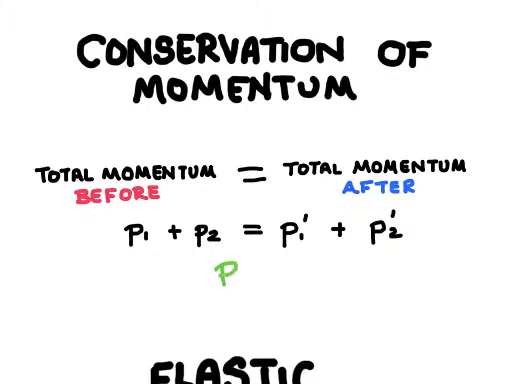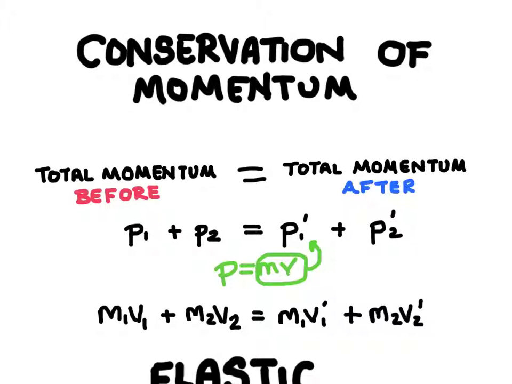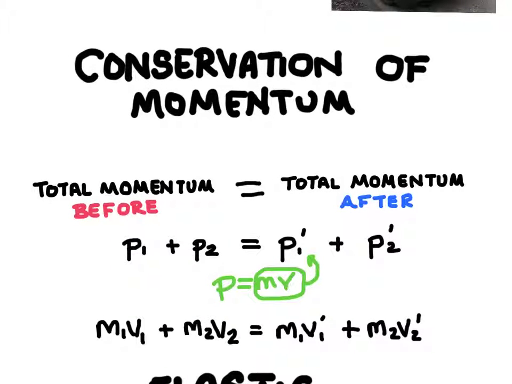Now, momentum is equal to the mass of an object times its velocity, and so we can expand this equation if we replace each of the p's with this mv. We can represent the conservation of momentum with this equation right here.